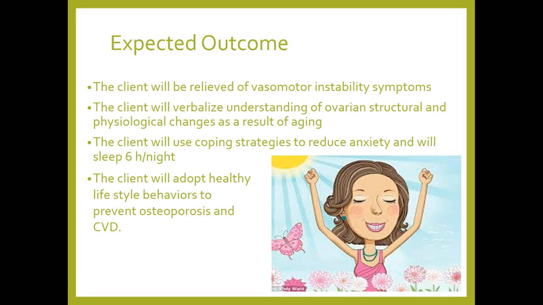We want them to verbalize an understanding of the structural and physiological changes that are going to happen as a result of their aging. We want them to be able to cope with the strategies to be able to reduce anxiety. We want them to be able to sleep well, at least 6 hours a night. And we want them to adopt healthy lifestyle behaviors to prevent the issues that come along with aging and menopause, such as osteoporosis and cardiovascular disease.